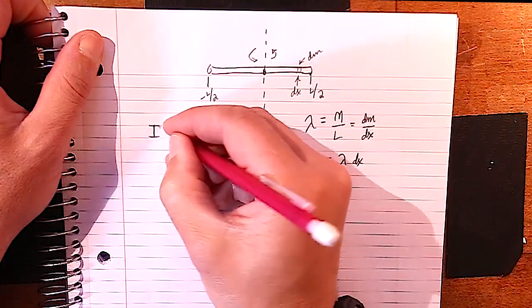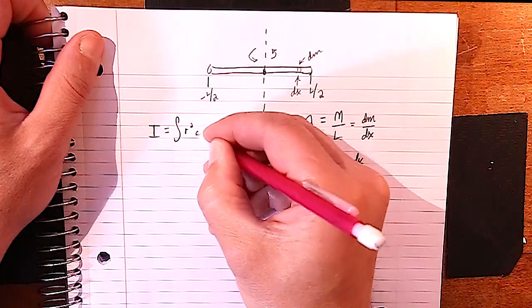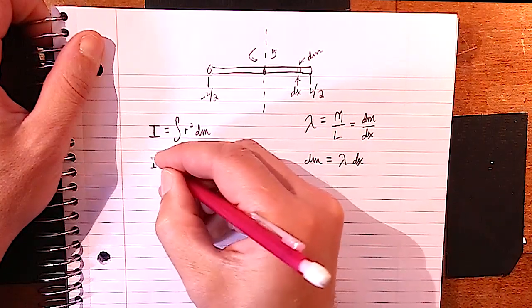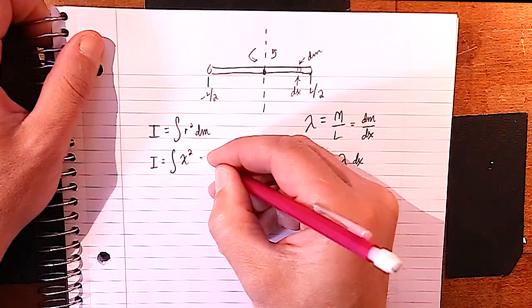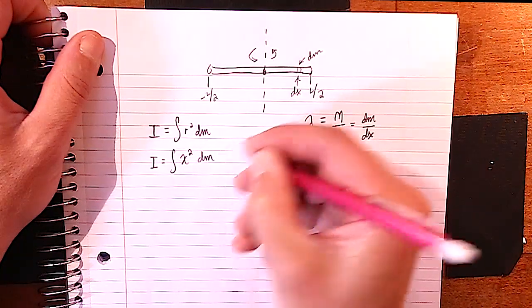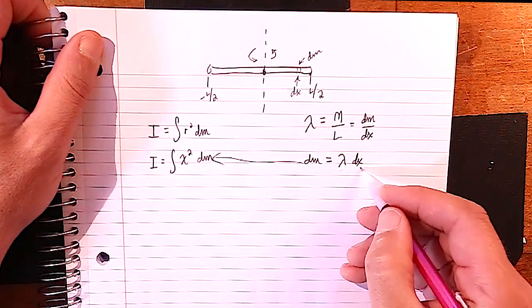So let's set up our integral and start to solve it. So that's going to be r squared dm, except in this, instead of r, we're going to use x, so that becomes x squared dm. But we're going to sub in for this dm lambda dx.